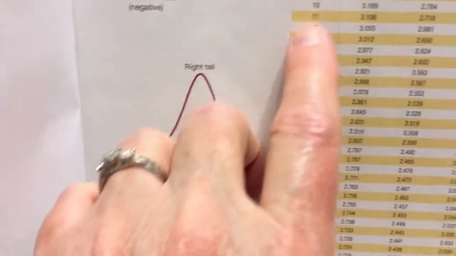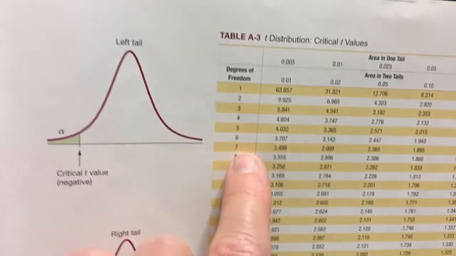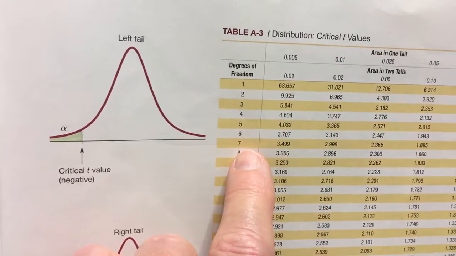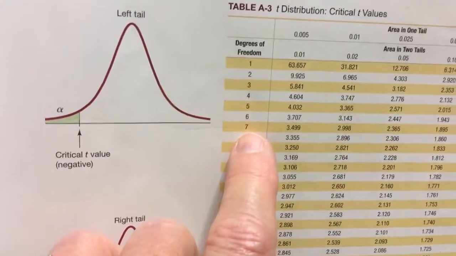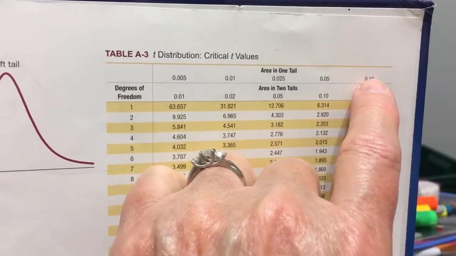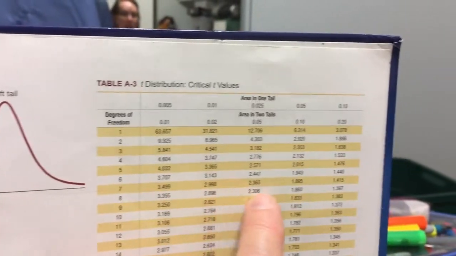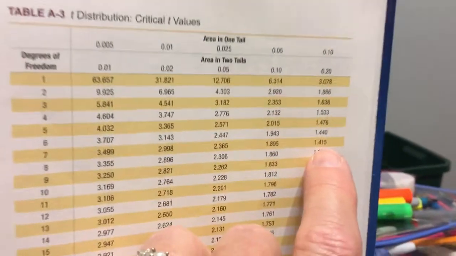And we're going to 7 degrees of freedom. So there's our 7 right there going across. And we're doing 10 in a left tail. So we're doing one tail 10. So 10 in one tail is right there, the last column. So let's take 7 and go all the way across the last column.